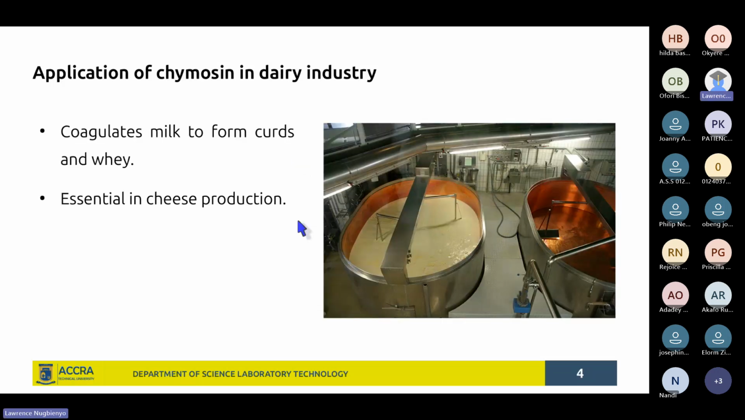Now we continue to look at specific examples of the applications of these enzymes, taking maybe one industry after the other, and then we see how enzymes are applied in different ways. So one of the common applications of enzymes you come across is in the production of cheese. And you find the enzyme chymosin, which usually you find on the market being sold as rennet.